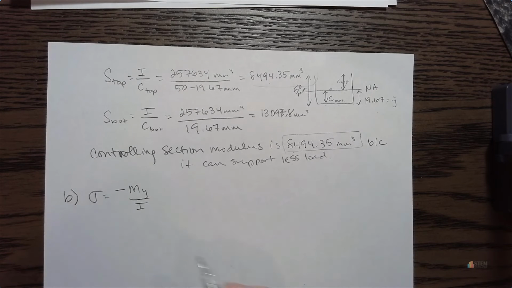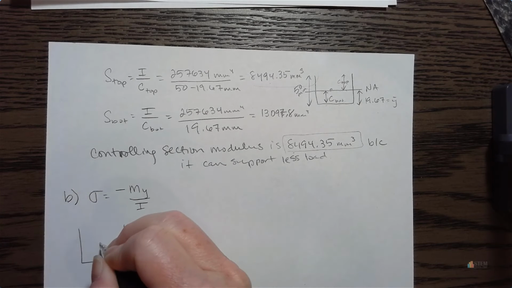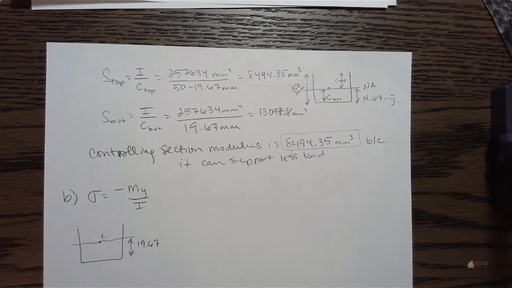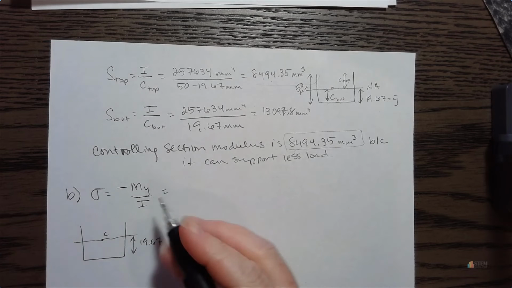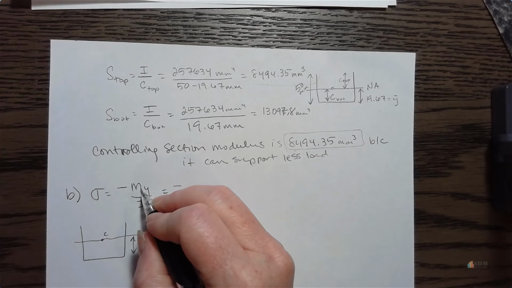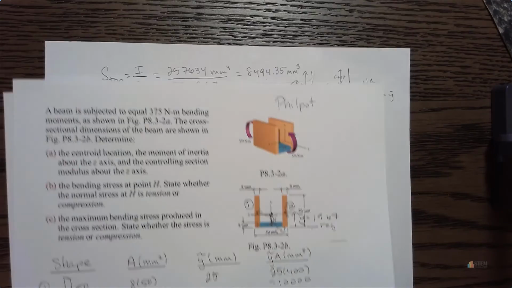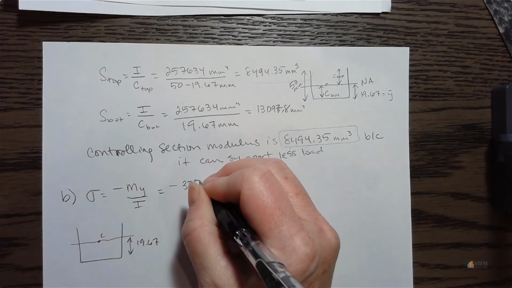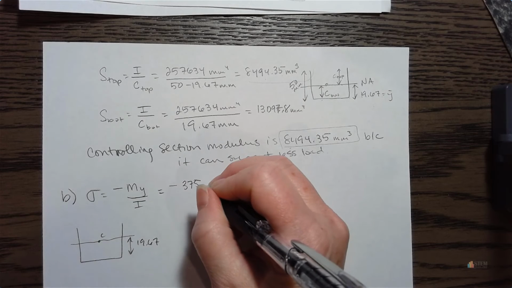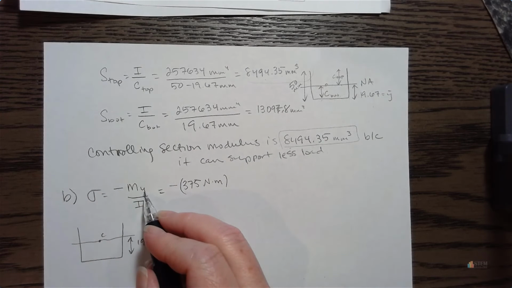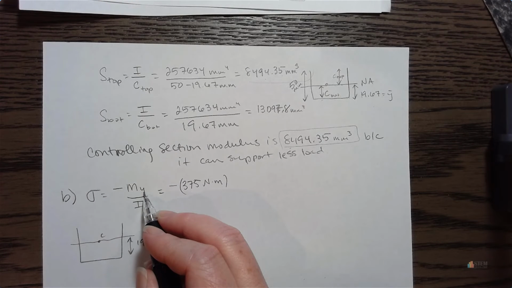All right, so now we've got this. And let me draw this back out again. Okay, now let's figure out what to do here. So we're going to have the negative sign. M is the bending moment. Well, that was given to us, right? That was given as the 375. Okay, so we can put that in there. And that was Newton meters. Right, always important to put your units. Okay, now what would Y be? What do we think?